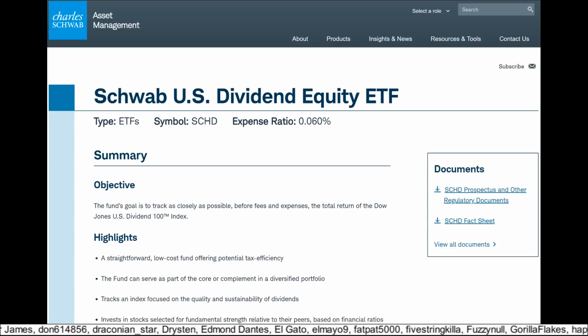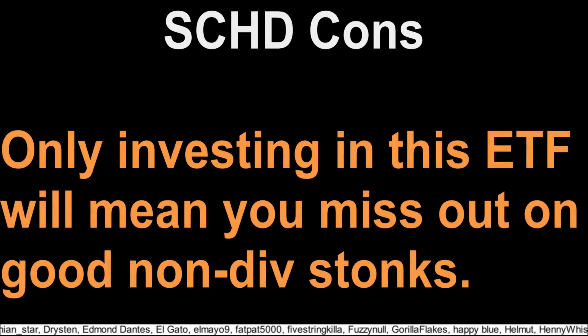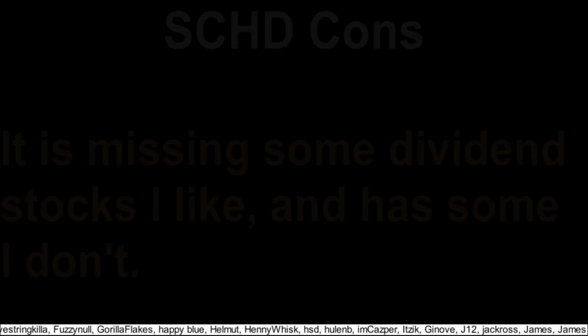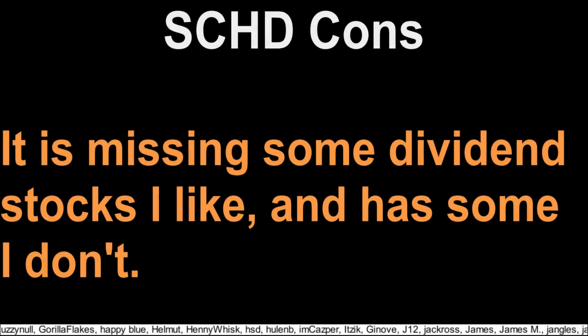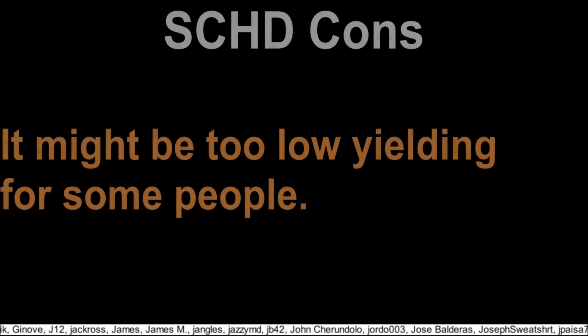SCHD's cons are pretty minor. One obvious con is that you aren't getting non-dividend stocks like Google. Another con would be that there could be times where it'll underperform, kind of like this year with energy, since energy is a low percentage of SCHD right now, but there will also be times where it overperforms, so that's not really a con. A con is that it's missing some dividend stocks I'd like to see, and it has some stocks I'd pass on. A couple other cons to SCHD might be that it's too top-heavy, i.e. both from having large concentrations in few stocks, along with being large-cap stocks only. And a con to some might be that its yield is too low for them.